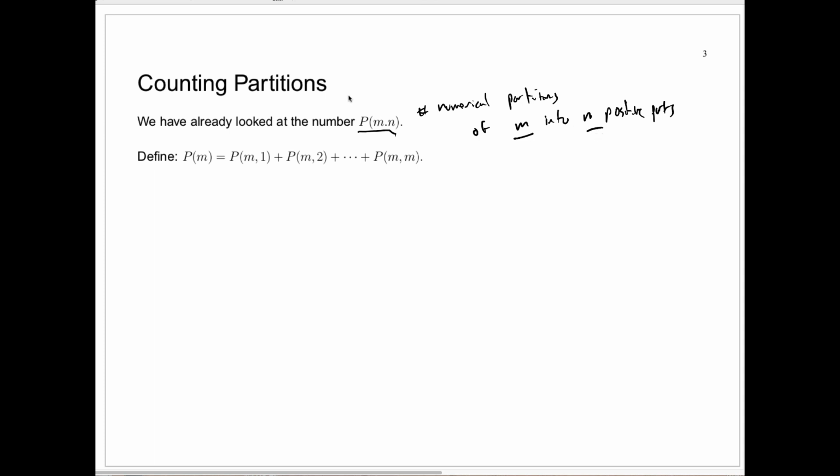If we don't care how many integers we use, we just want to write the number M as a sum of other integers, we can define P of M to be P(M,1) plus P(M,2) all the way up to P(M,M). This is just the total number of ways to write the number M as the sum of positive integers. They would include 1 plus 1 plus 1, M times, and just the number M itself.